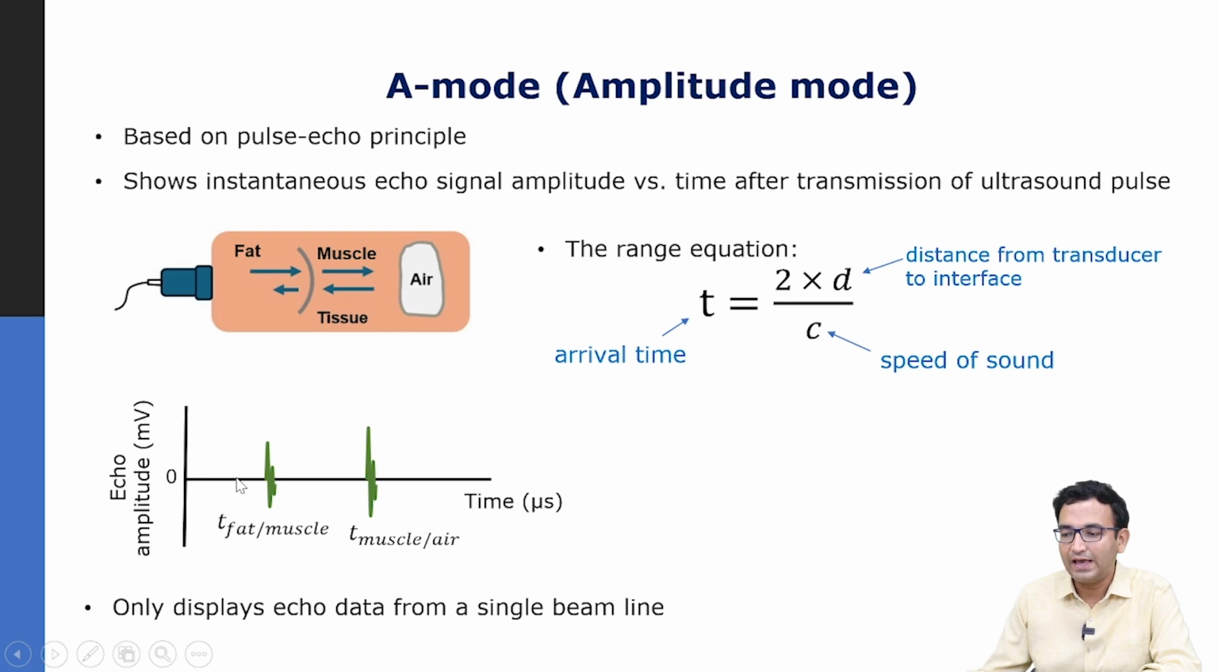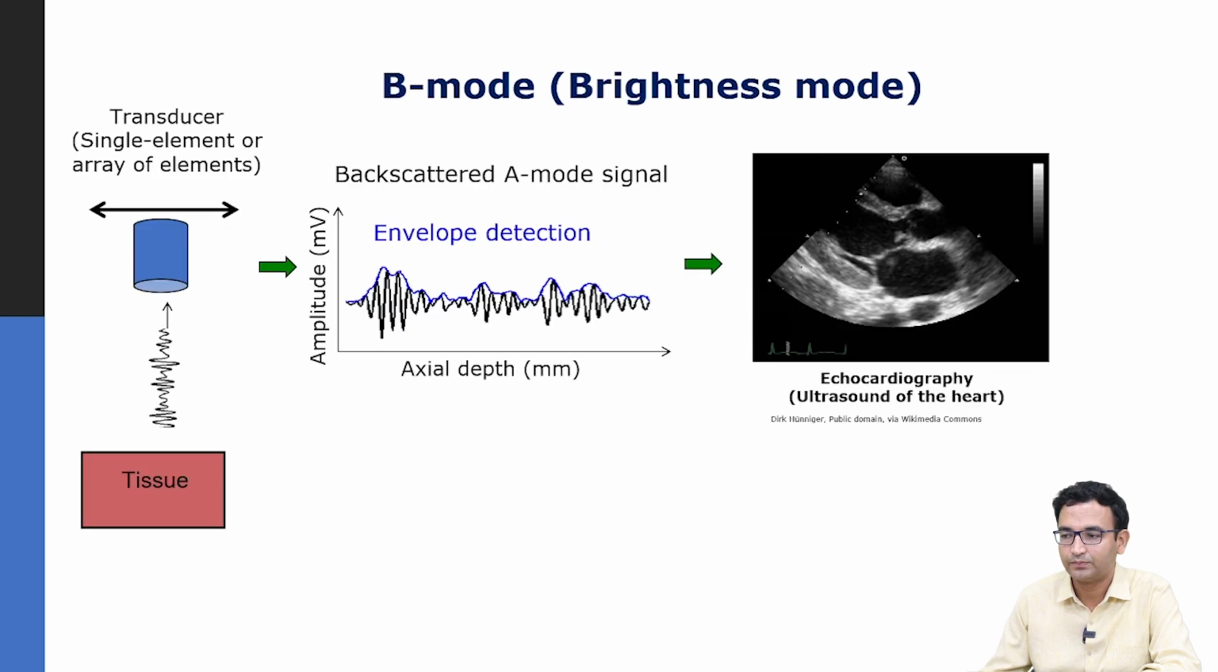Now, this A mode assumes that there is a single ray that is transmitted and is received back, and it only displays echo data from a single beam line, but we do have to realize that there is a finite thickness to the beam. So, it is not just a ray, but a finite thickness from which the signal is being received.